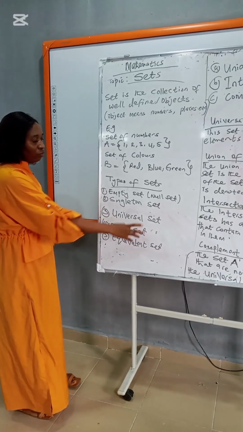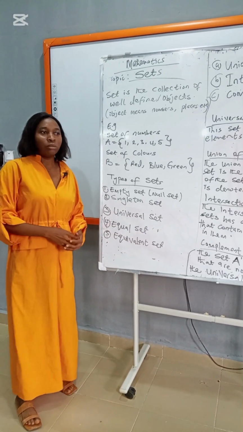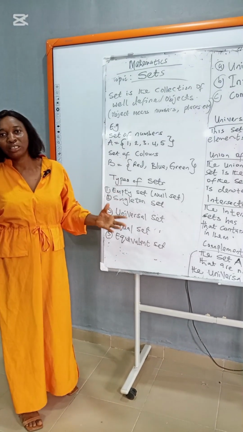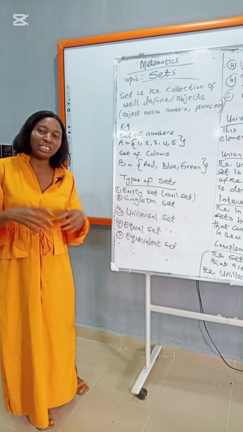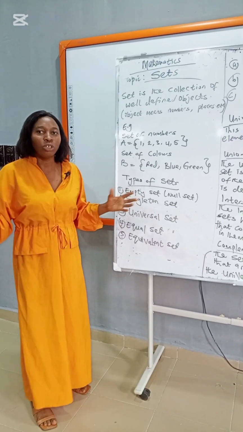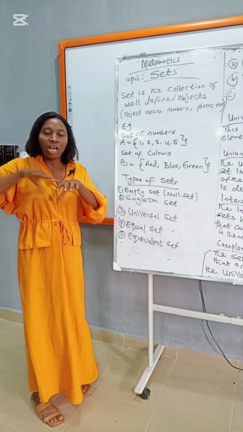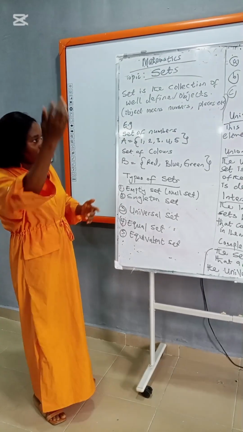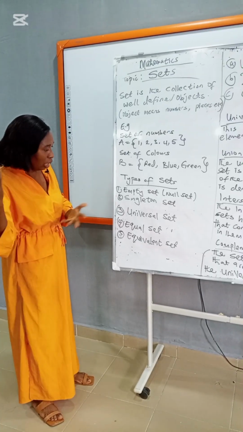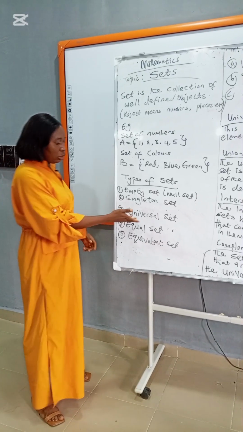Then we have the universal set. We call it in mathematics the mother of the sets. When we say mother, all the elements are contained in that set. And that's why we call it mother. It means other sets can be found in the universal set. Then we're going to see examples of it when we come to more examples of the universal set.